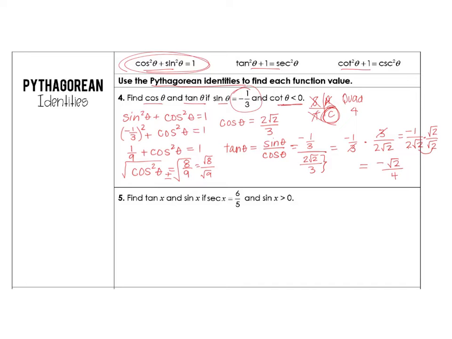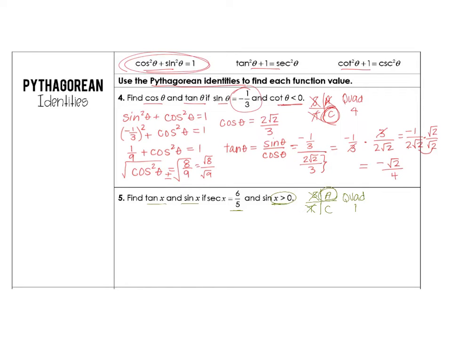Okay, for our next problem, we need to find tangent and we need to find sine. And let's look at what we're given. We're told that secant is positive and sine is also positive. So if we go over here to check our signs, if secant is positive, that implies also cosine is positive, so those are gone. And then for sine to also be positive, we are in the first quadrant. So we have to be in quadrant 1.